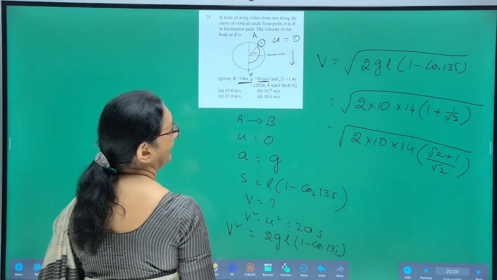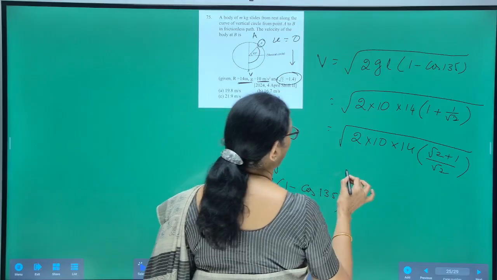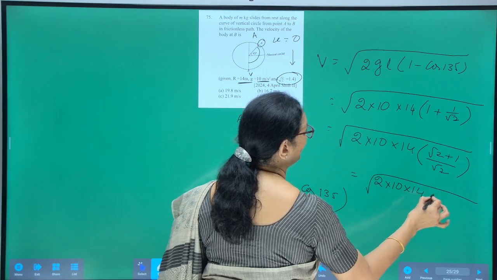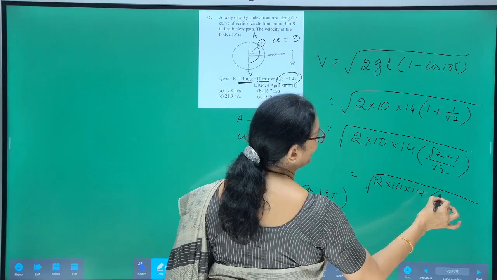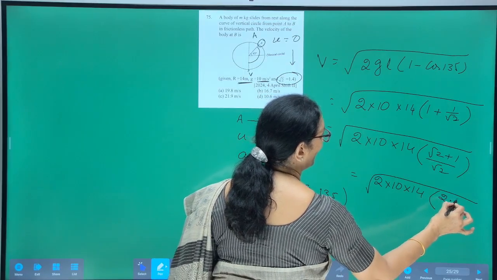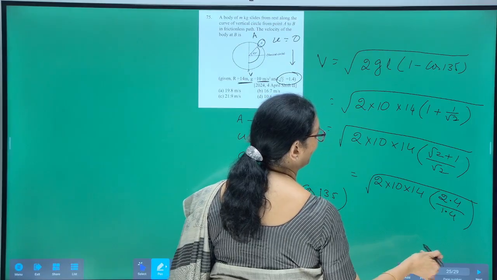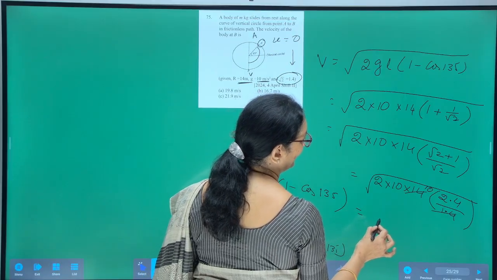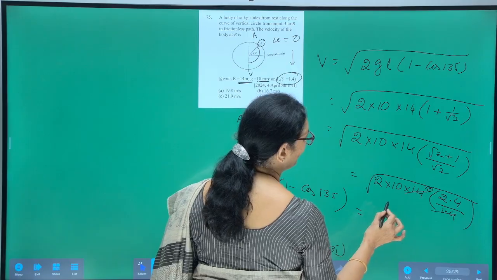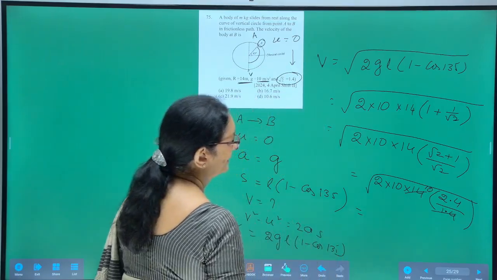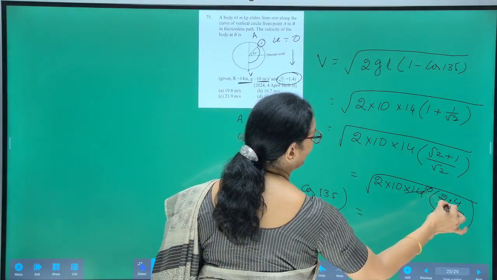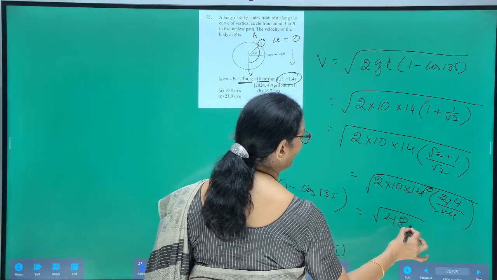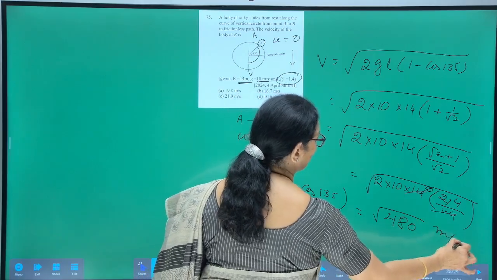See here, root 2 is given as 1.4 approximately. So, this is 2 into 10 into 14, root 2 is given as 1.4 plus 1, 2.4 divided by 1.4. This gets cancelled, 10 times, right. So here, how much is it? 2.4. So the 10 gets cancelled. 24 2s are 48. So it is the square root of 480 meter per second.